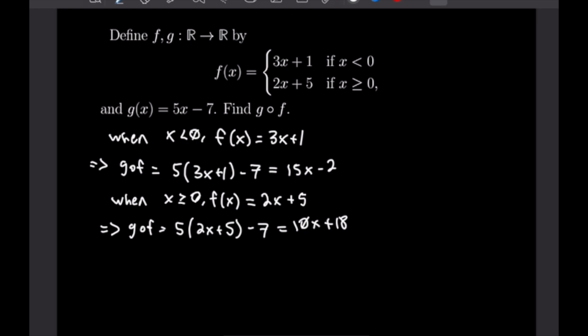So we can put these two pieces together to write out our definition for g composed with f in a piecewise fashion. So g composed with f will equal 15x minus 2 when x is less than 0, and it will equal 10x plus 18 when x is greater than or equal to 0. And that is our final g composed with f. Great, so let's go ahead and get into another example.